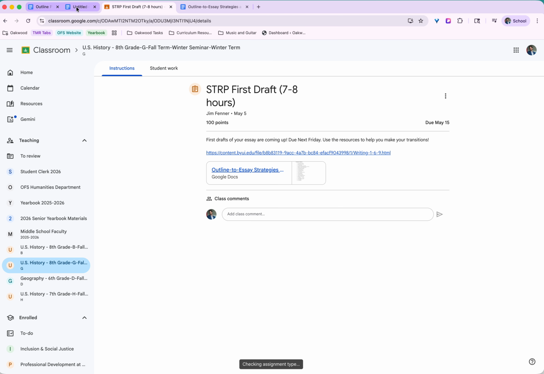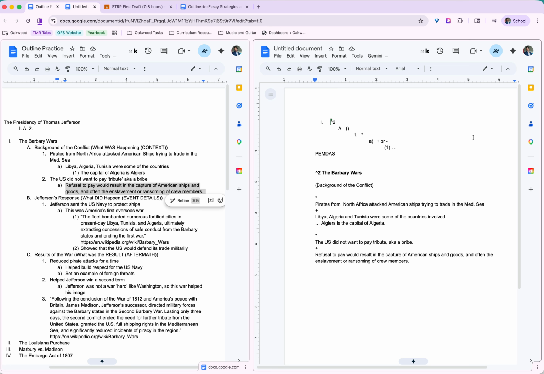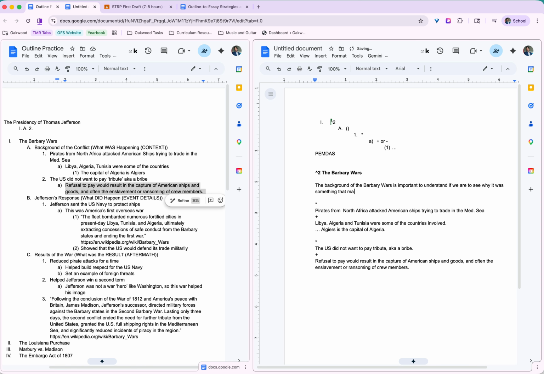So let's go through and do it. The first thing I'm going to do is go back to my essay. And where it says background of the conflict, this is our first sentence. So I'm going to get rid of this and just turn it into a sentence. The background of the, I'm going to put in what conflict we're talking about, Barbary Wars, is important to understand if we are to see why it was something that made Jefferson famous. I don't know, I just added in something extra there, but essentially we're just saying we have to understand the background of the war.